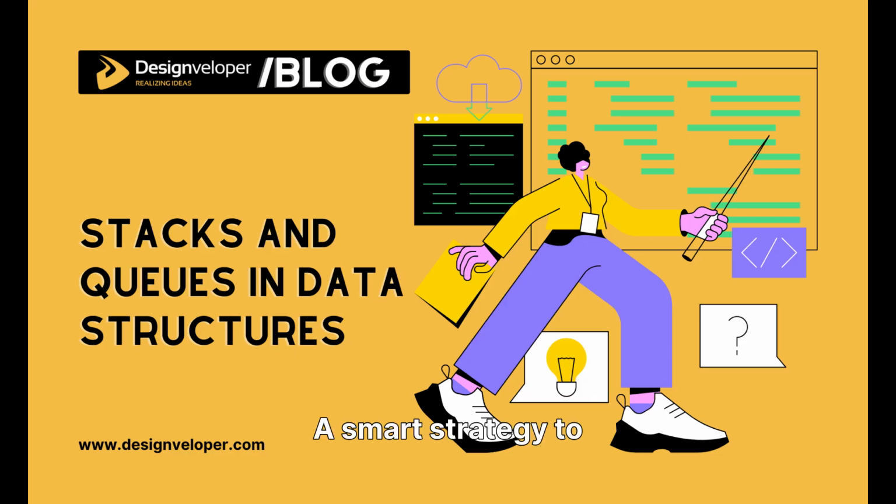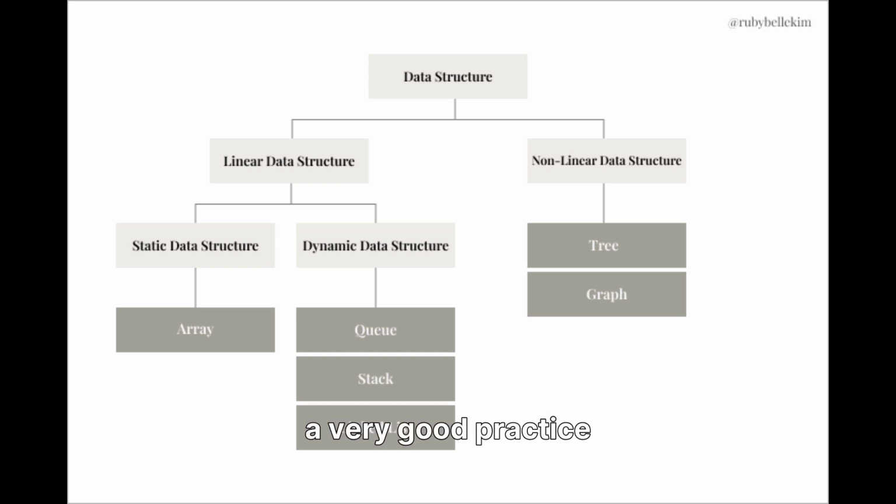A smart strategy to mitigate this is to pre-allocate an initial capacity for both Queue<T> and Stack<T> during instantiation, avoiding frequent and costly resizing. This pre-allocation technique is a very good practice for applications where you have a predictable understanding of the typical data sizes your collections will handle.